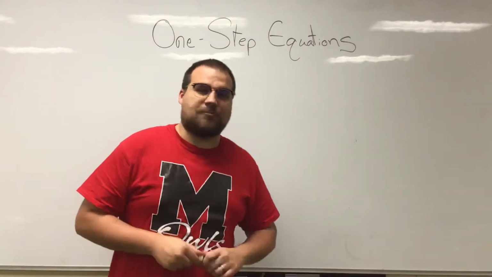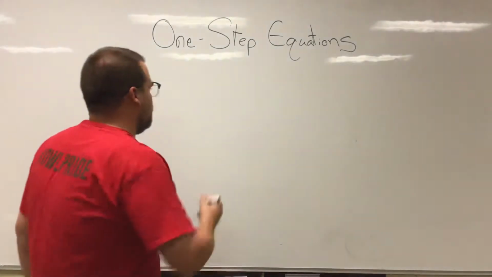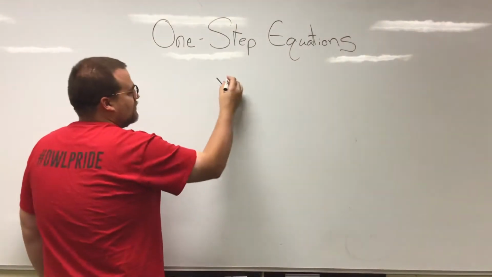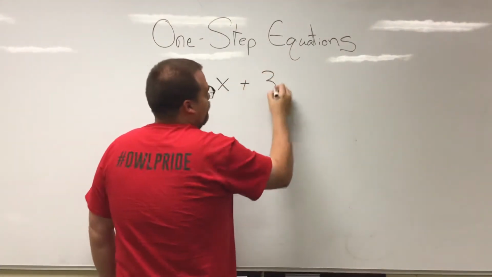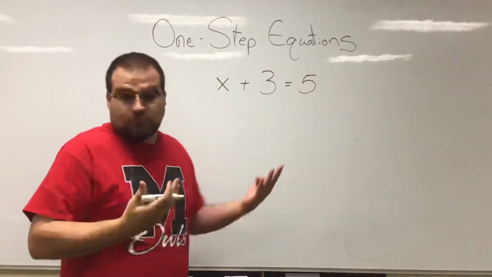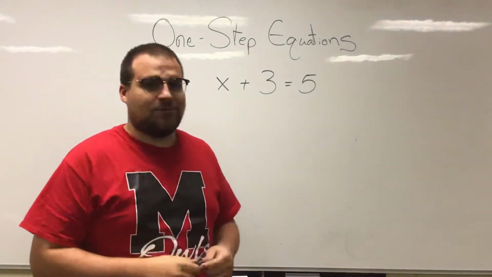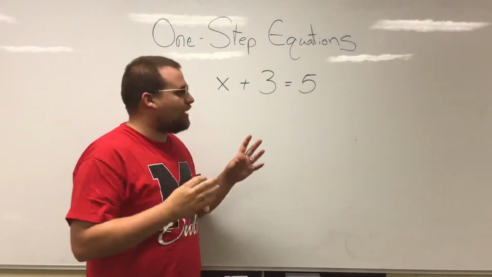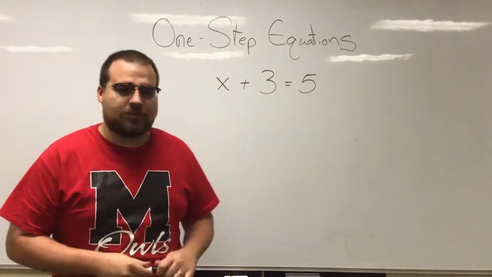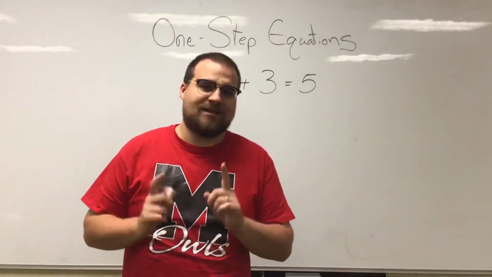Pretty straightforward, right? So let's see an example of a one-step equation. Something like x plus 3 equals 5. That's all there is to it. Pretty simple, right? So the idea behind one-step equations is we want to get the variable all by itself.